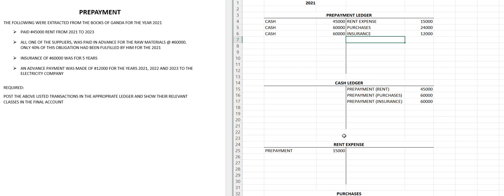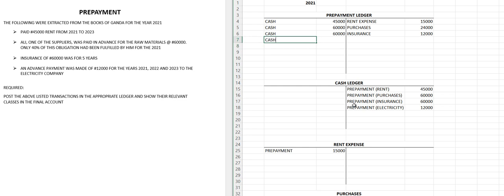Then the very last one says an advance payment of 12,000 was made for the years 2021, 2022, and 2023 to the electricity company. So you write here, payment to electricity, close the bracket, 12,000 and 12,000 naira. So let's go to prepayment.